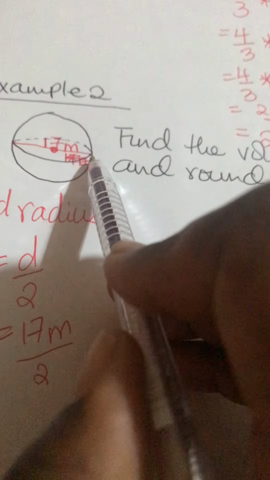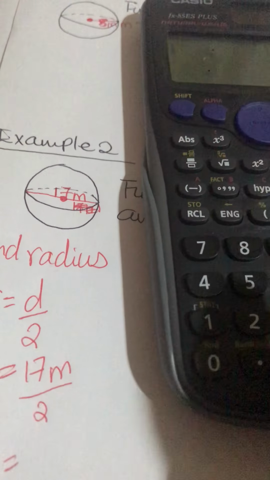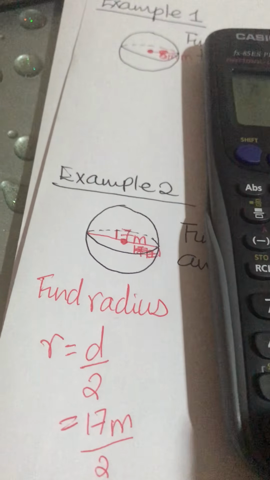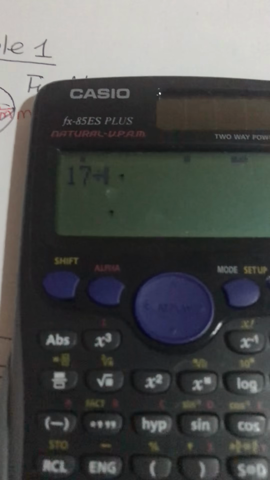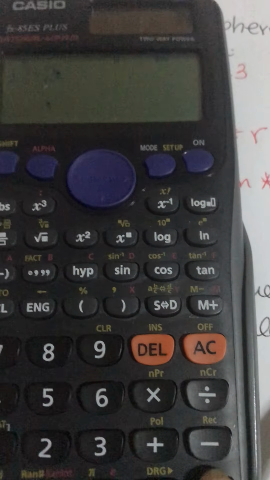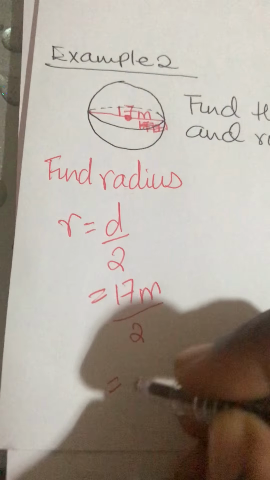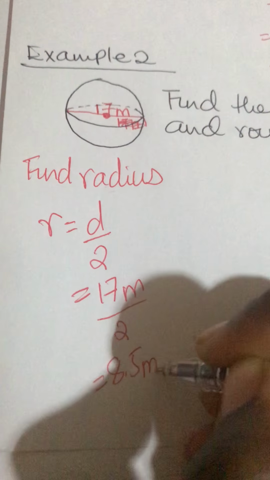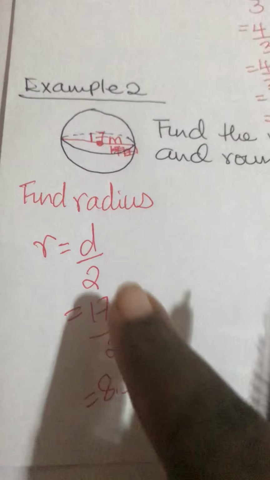How do I know I have the diameter? Because they gave me the line that starts from one end of the circle through the center to the other end of the circle. So then 17, I have to divide that by 2, and that should give me 8.5. So 17 divided by 2, that gives me 8.5 meters. But this is not my answer, this is just the radius.